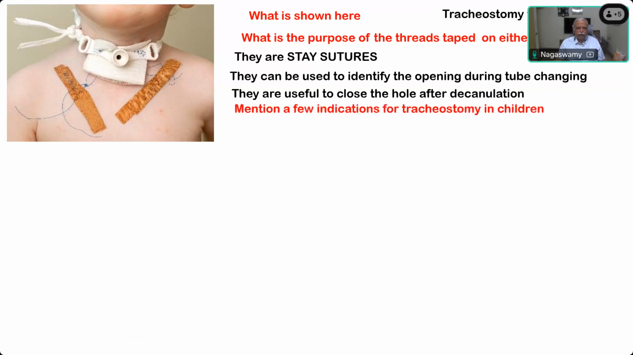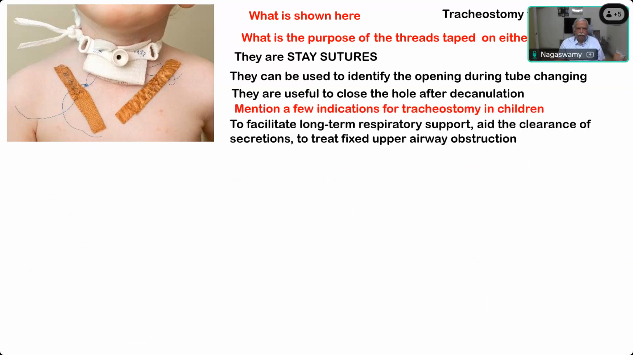Mention a few indications for tracheostomy in children. Laryngeal stenosis due to papilloma. Long-term respiratory support, clearance of secretions, fixed upper airway obstruction.